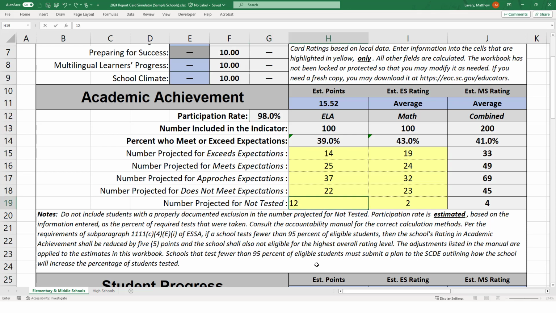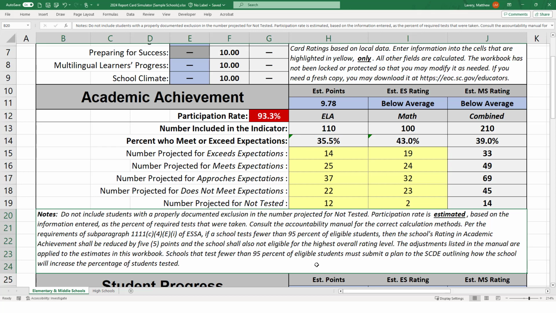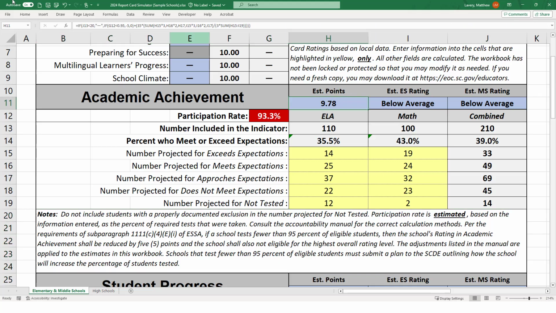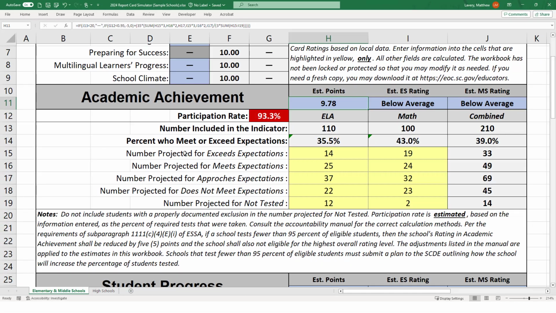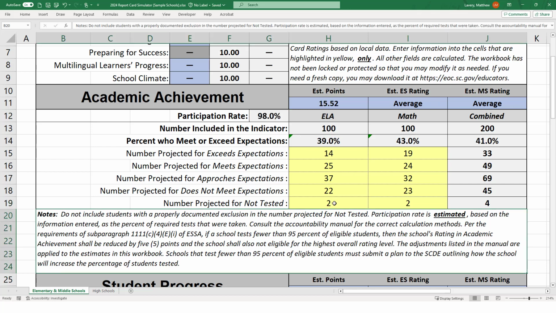So let me just change this to 12. That takes us below the 95% required participation. And not only did the rating go down because these 12 students would have earned 0 indicator points, but in this formula, there's a little if statement here that checks the participation rate, and if that participation rate is below 95%, applies the 5-point penalty that's described in the manual. So let me go ahead and correct that back to what my data actually says, and this will calculate those points and that rating based on the data that I've entered.